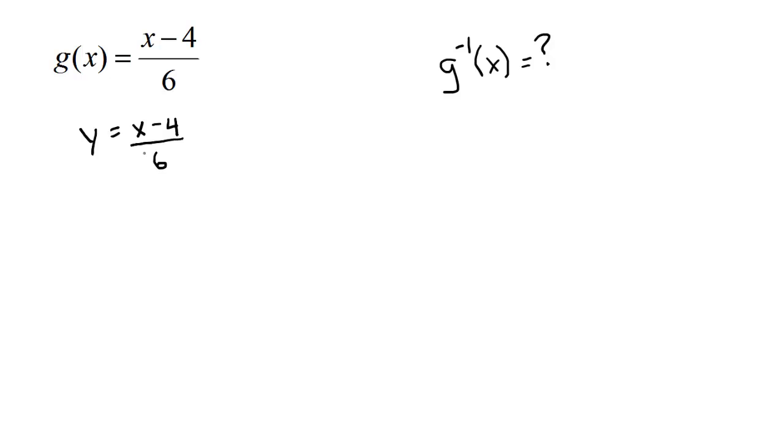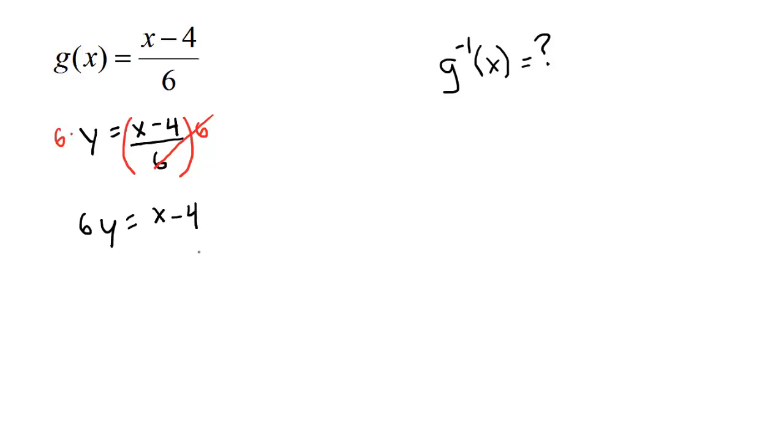Now, to find the inverse, we want to go backwards, or like the opposite direction. Now, the last thing that's happening on the right side of the equal sign is the division of 6. So we want to start by multiplying by 6 to undo that. We want to multiply this side by 6 as well to keep things balanced. So these 6's are going to cancel out. We're left with 6 times y equals x minus 4.